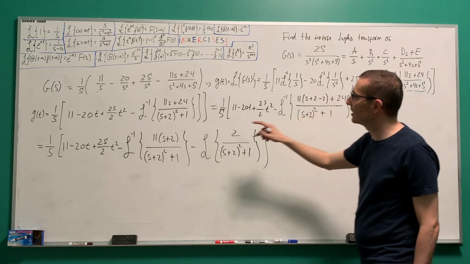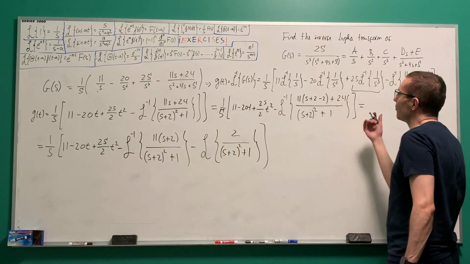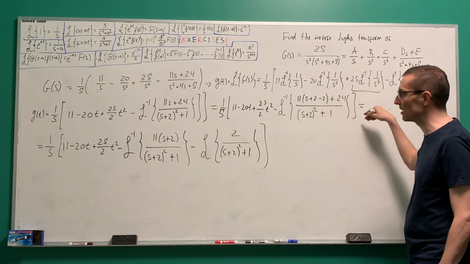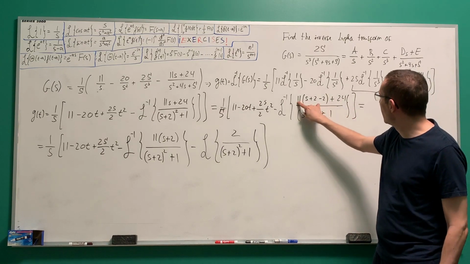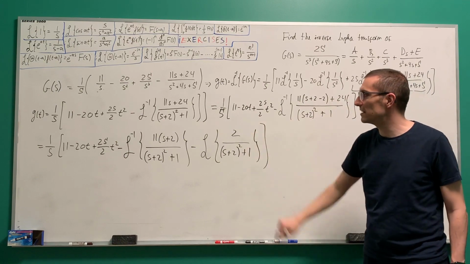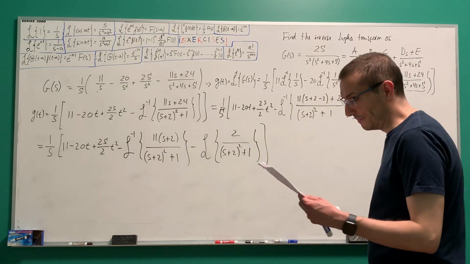So what I get in the end is (11s + 2) divided by ((s + 2)² + 1). And then another fraction, because this is a sum of two fractions, right? I can put this 24 in a different fraction, with this 11 times minus 2 in a different fraction. And then it's 11 times minus 2 is minus 22, plus 24, 2, divided by the same denominator. Okay, it's looking better.